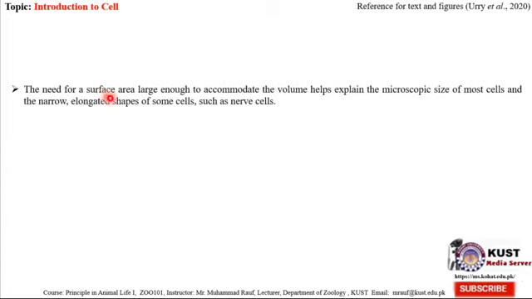Now, the need for a surface area large enough to accommodate the volume helps explain the microscopic size of most cells. So cells are smaller in size because by having a smaller size, they can have more surface area as compared to few large cells.